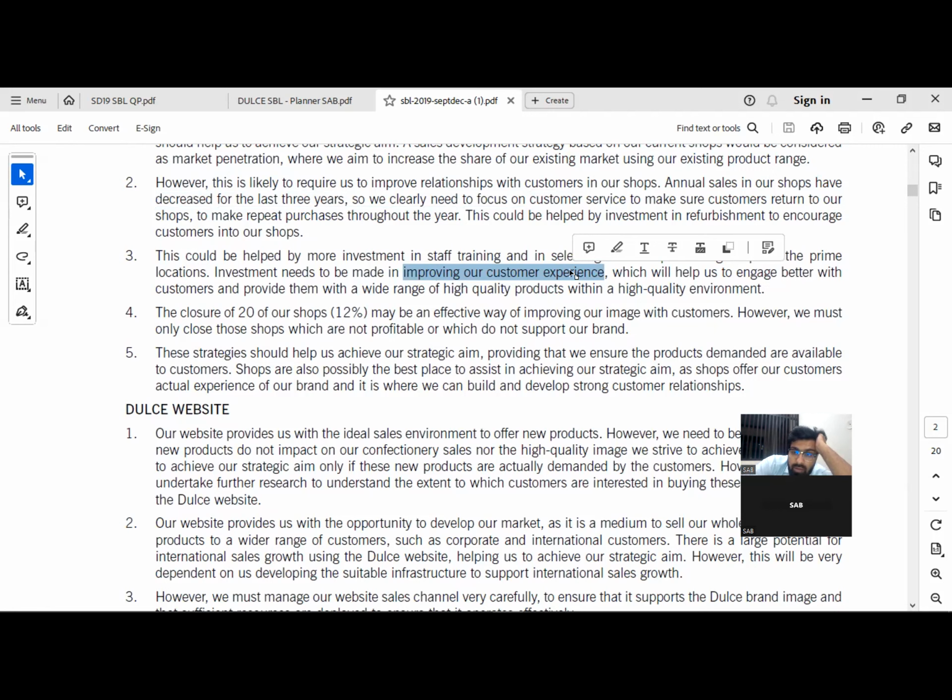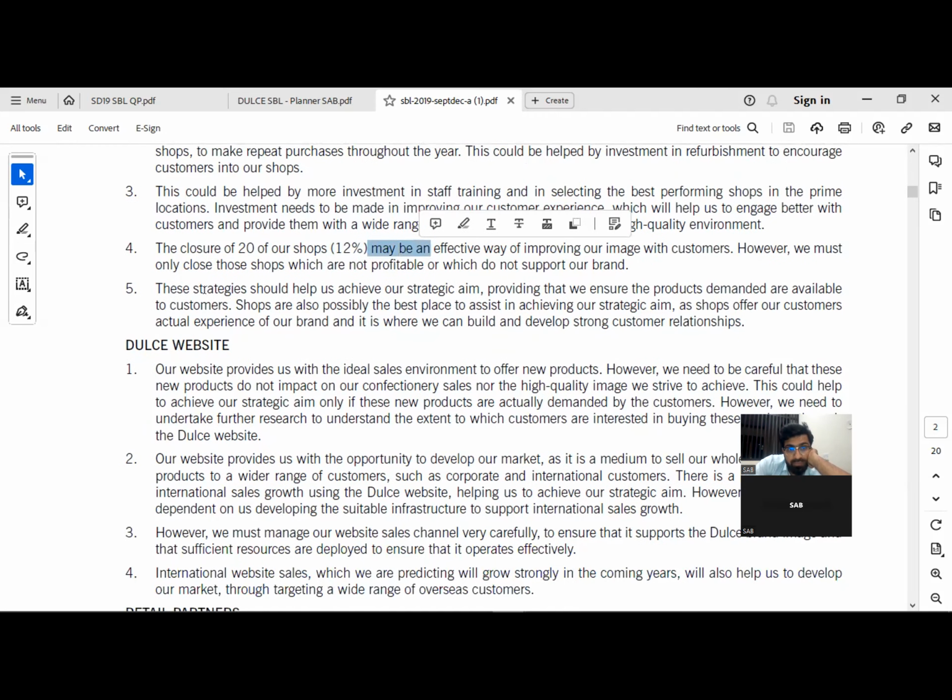I'm not a one-timer for that restaurant if I like it. So you need to improve your customer experience so that they'll be repetitively getting sales. The closure of 20 shops may be an effective way of improving our image in the customer. However, we must only close those shops which are not profitable. Yeah, make sure that you're closing only 12%, not the 50%. So that wouldn't be impacting that much, but make sure the loss-making shops are closed.